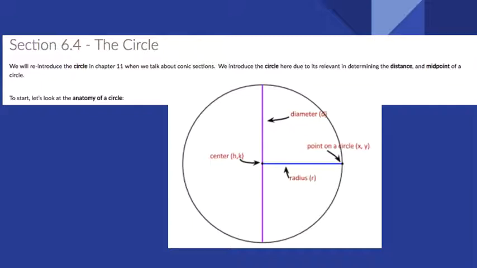To start, we will look at the terminology associated with a circle. The point in the middle of the circle is called the center, and we label it (h, k). The diameter of the circle is the segment that has both ends on the circle and passes through the center. The radius is the segment that has one end on the circle and the other end at the center. A point on the circle is labeled (x, y).